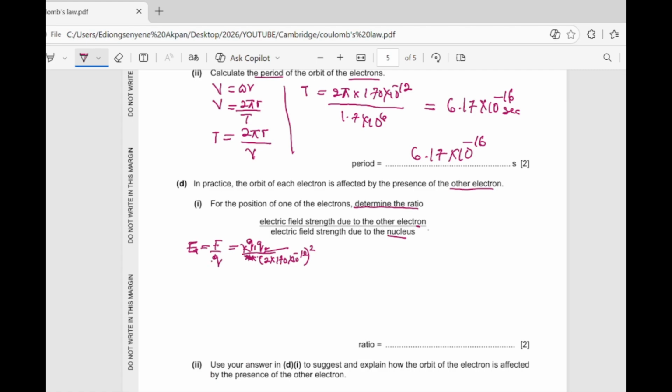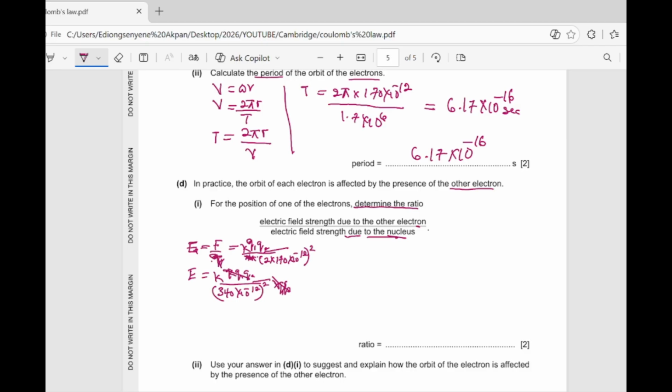If we are dividing it by the charge, because electric field strength equals force over charge, that means E for this will be k Q1 Q2 over, if we open up this, we have 340 times 10 raised to the power of minus 12, all squared, times Q1 Q2. The charge is there, this and this will cancel. K is here.